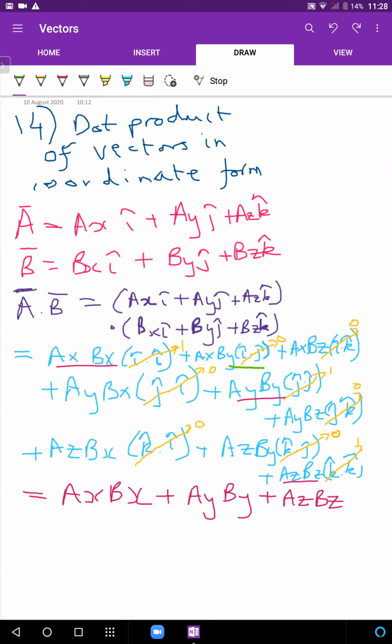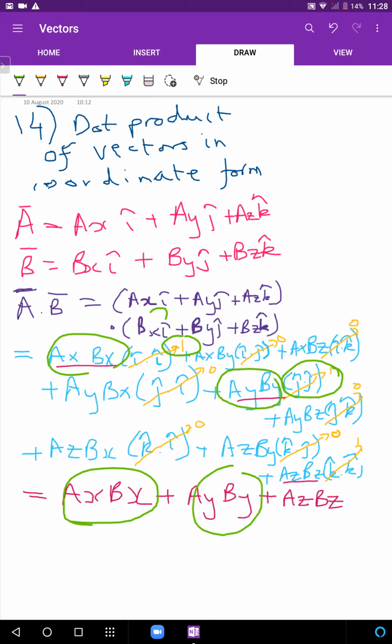What terms are really left? Only when I multiply I with I, that gives me 1. So I dot I is 1. So ax into bx as a number is left. Okay. फिर j dot j is 1. तो ay into by as a number is left. और ये वाला भी कौन सा, az into bz, k dot k is 1. az into bz as a number is left.